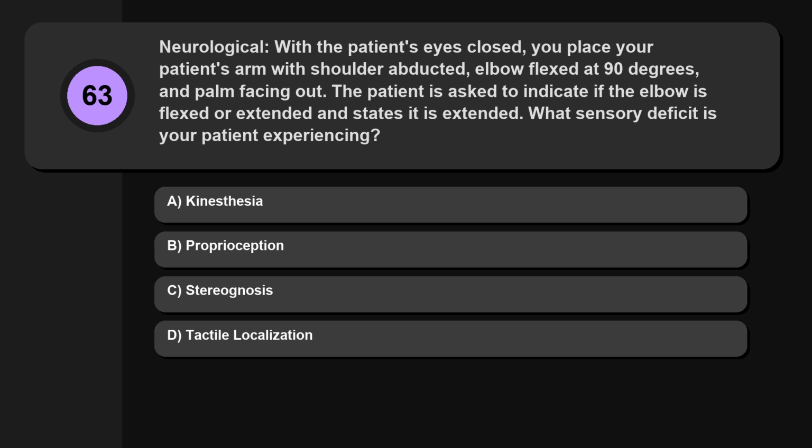Question 63. Neurological. With the patient's eyes closed, you place your patient's arm with shoulder abducted, elbow flexed at 90 degrees, and palm facing out. The patient is asked to indicate if the elbow is flexed or extended and states it is extended.